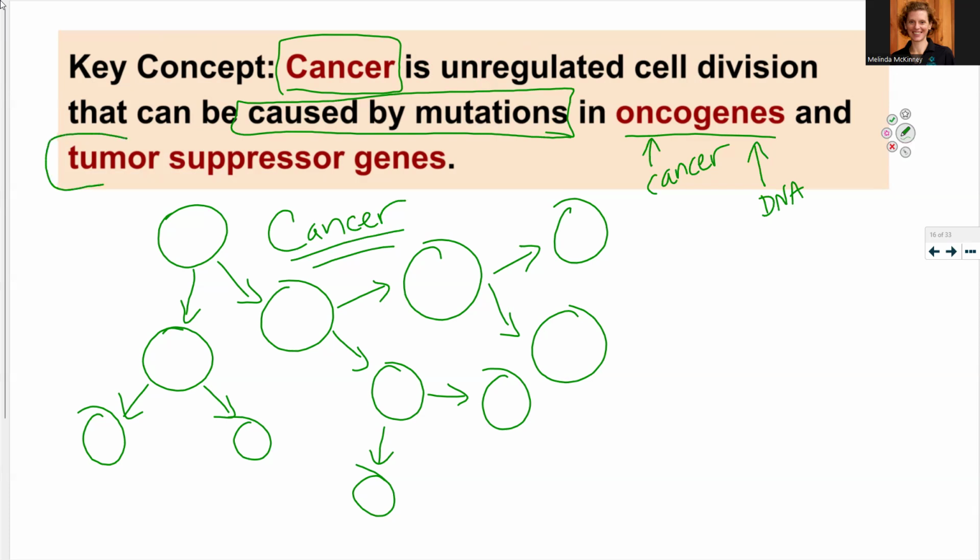And then also there's a class of genes called tumor suppressor genes. They will actively look for characteristics of cells that are dividing unregulated, and they will prevent that. So if there's a mutation in those genes, then we will stop that from occurring.